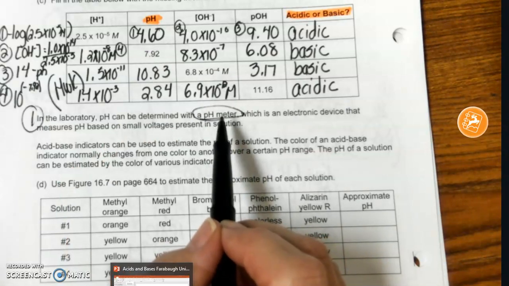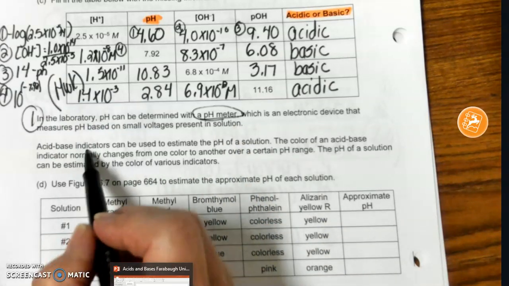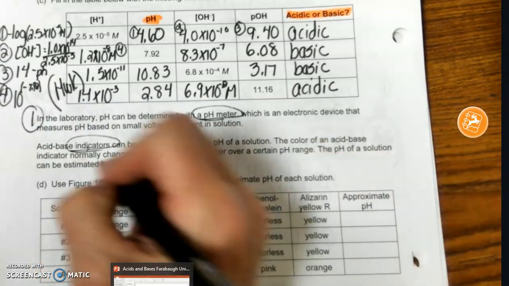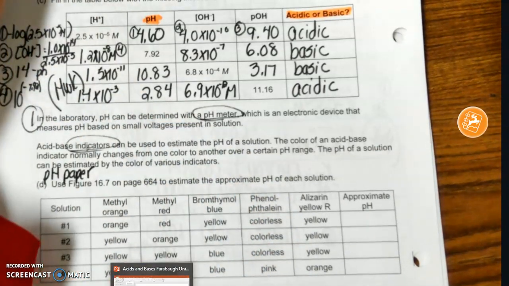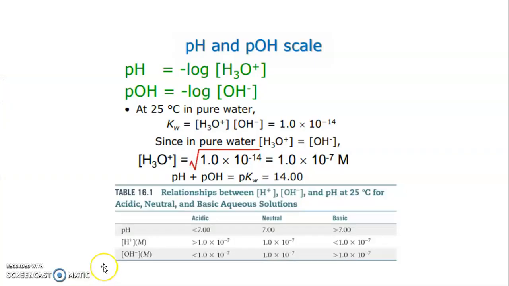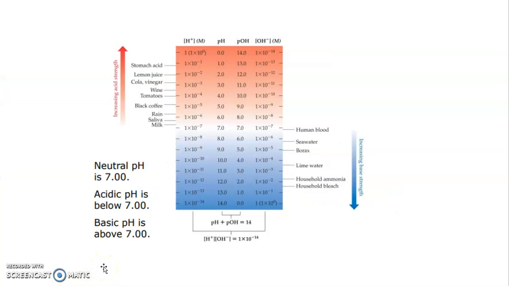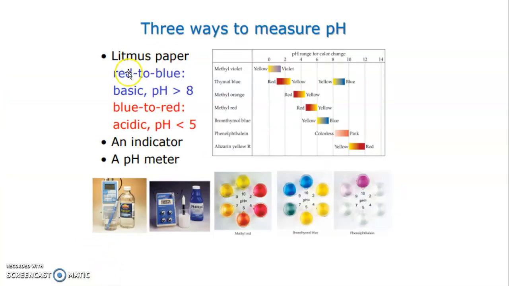Basically, you stick a probe in the solution, it gives you a number, and it tells you exactly what the pH is. I can use indicators. We're going to do this next. And I can also use pH paper. Right? So let's look at what this means. Here are some ways to do this. We've got litmus paper. It turns red to blue when it's basic, blue to red when it's acidic, an indicator, a pH meter, and there's also this paper called Hydrion paper, and it will tell you exactly what the pH is. And you're going to do that in your simulation.